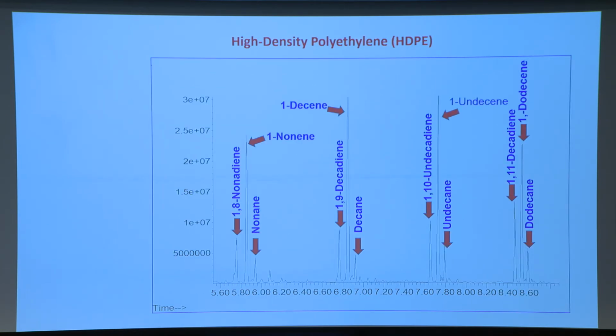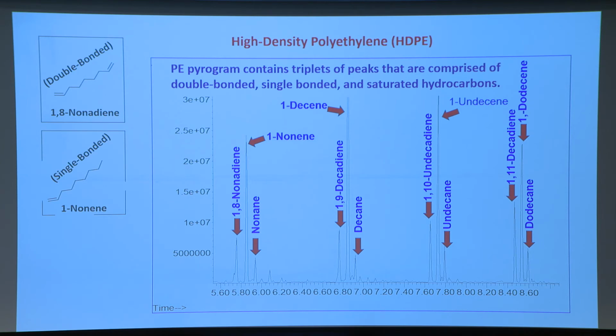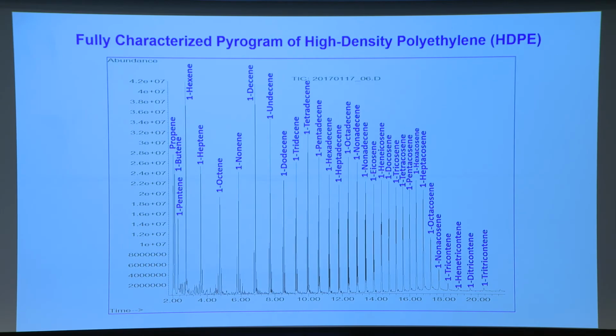And the unique part of this chromatogram, or pyrogram, is that for polyethylene, you get triplets of peaks. One is a double bonded compound, the other is a single bonded compound, and the third is the saturated hydrocarbon. So if you see this kind of pattern, you can say it's polyethylene. Likewise, we continue to get the pyrogram of polyethylene. So this is the basic principle of what we use for analysis of polymers with pyrolysis GCMS.